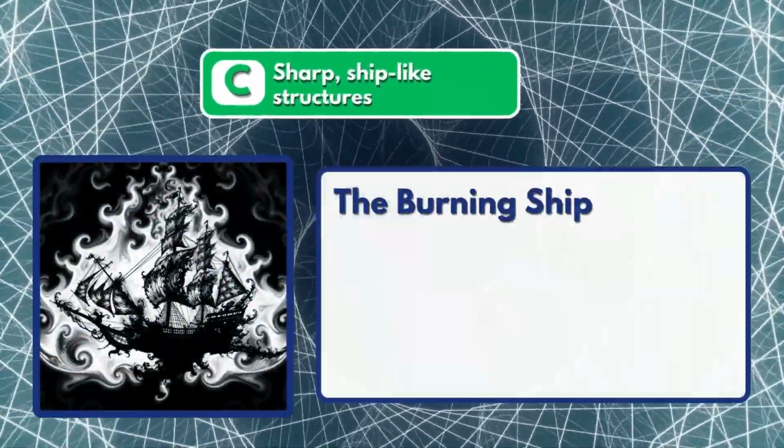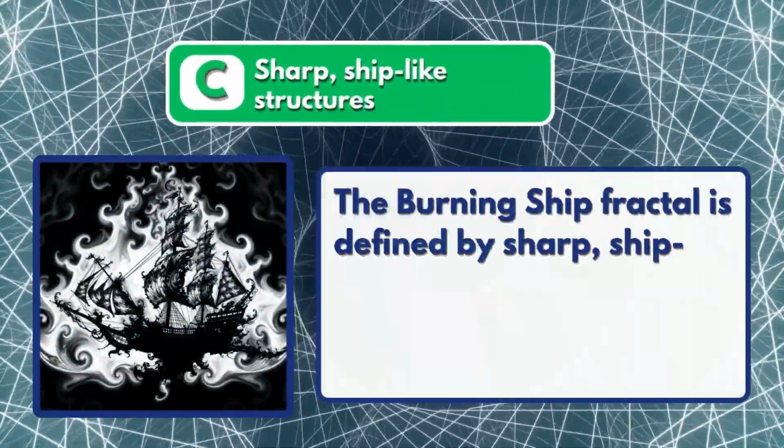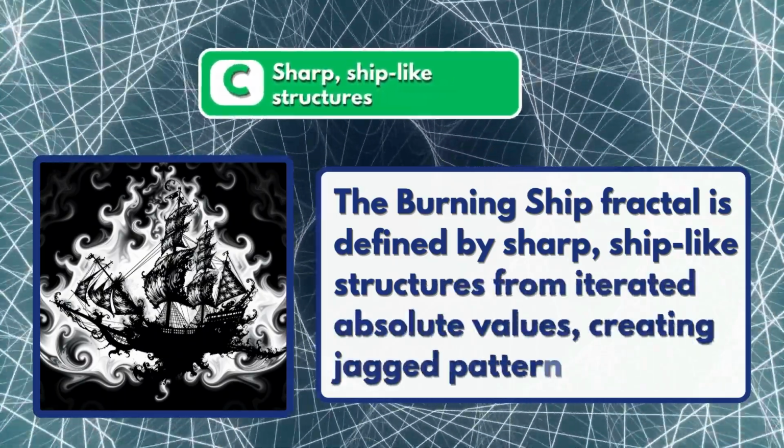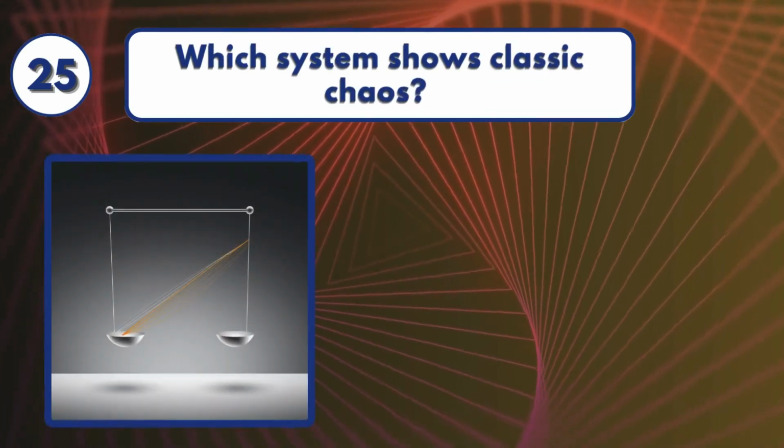The burning ship fractal is defined by sharp, ship-like structures from iterated absolute values, creating jagged patterns. Which system shows classic chaos?